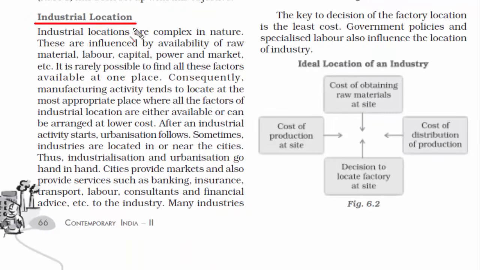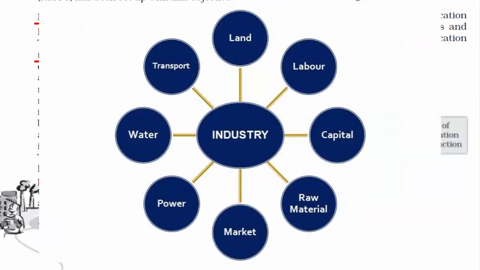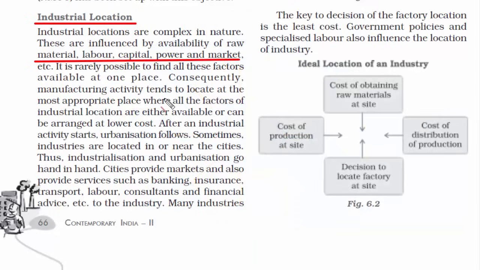Now we will read about industrial location. So it is basically influenced by certain factors, and they are the availability of raw materials, labor, capital, power and market. And if you find all of these things at one place, then you will have an ideal location to set up your own industry. And if you don't have all these things at one place, then you can make them available or arrange them at a lower cost. And that is where cost cutting planning comes into play.